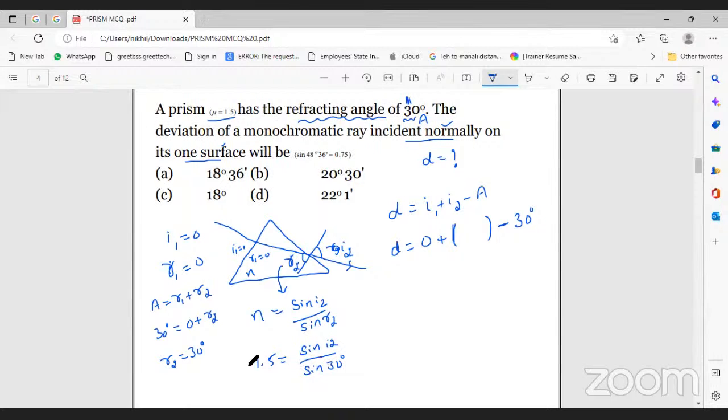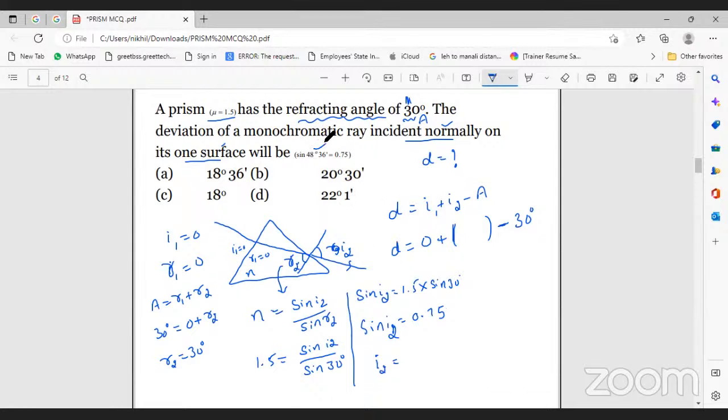Now you can do the cross multiplication. Sine I2 equals 1.5 into sine 30, so sine I2 equals 1.5 into 1 by 2. What is 1.5 into 1 by 2? 0.75. So sine I2 is 0.75.